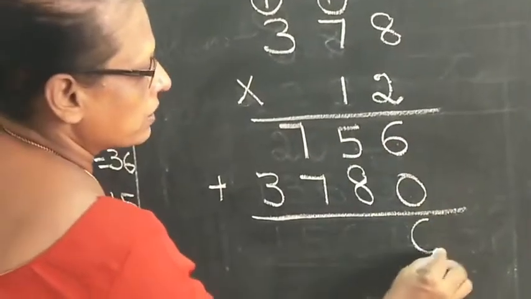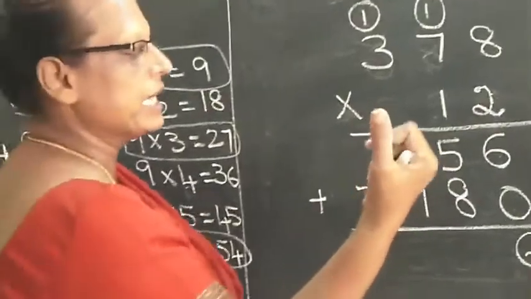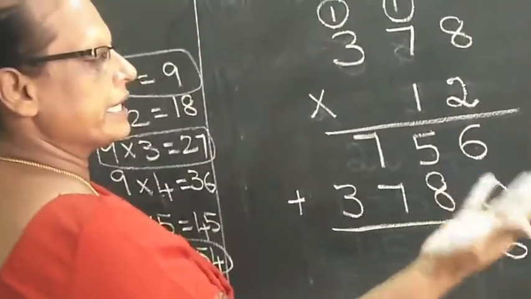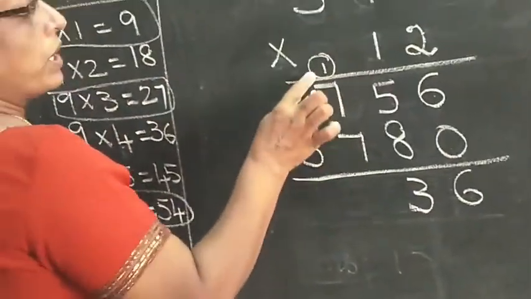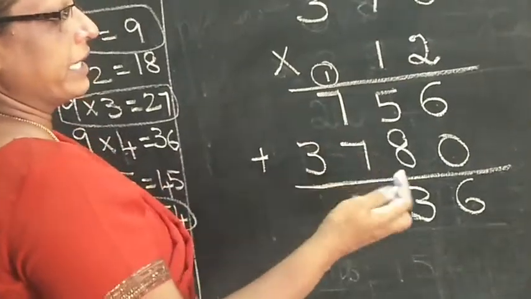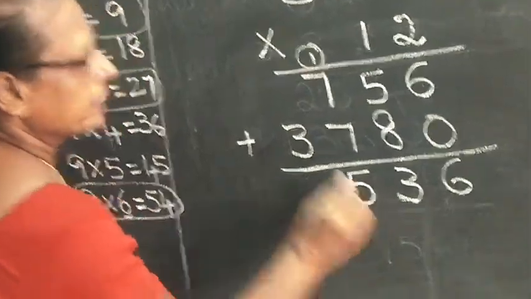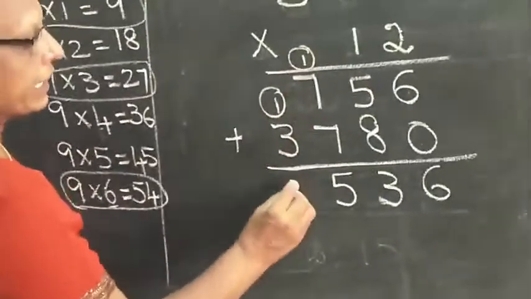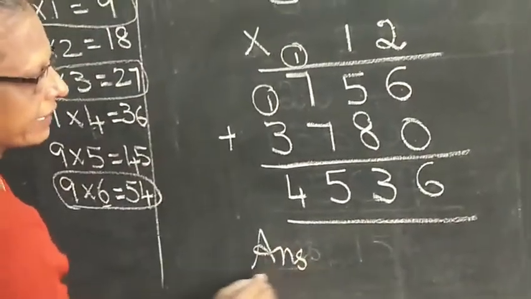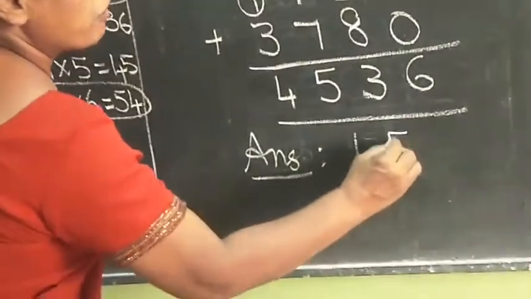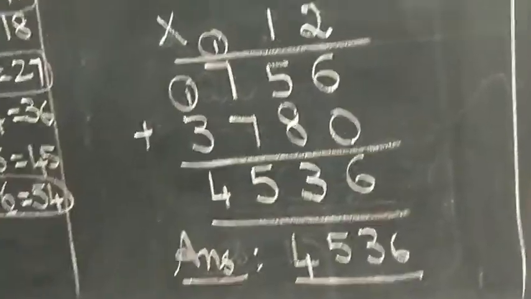Okay, now when you add this, what will come? 6 plus 0, 6. 5 plus 8, 5 in the mind, 8 on the fingers. After 5, what will come, children? 6, 7, 8, 9, 10, 11, 12, 13. 1 plus 7, 8. 8 plus 7, 9, 10, 11, 12, 13, 14, 15. So 1 plus 3, 4. So what's the answer, children? 4,536. Okay, coming to the sixth sum.